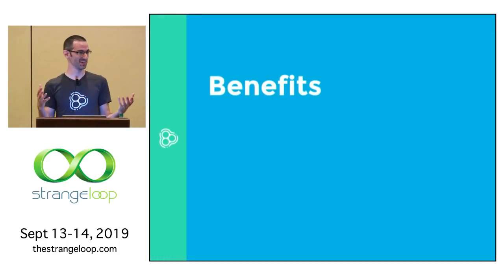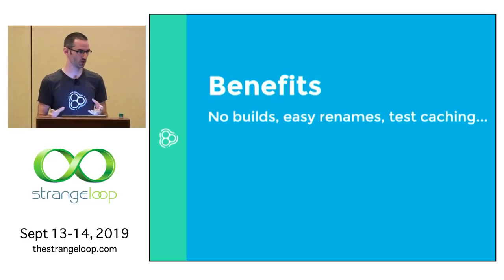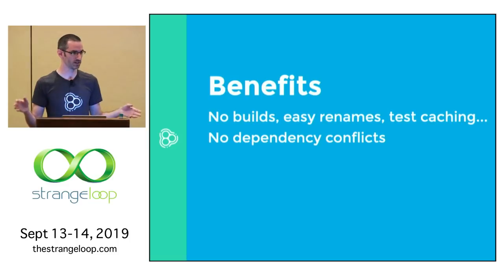Okay, so it doesn't seem like much, right? But we're going to get all these benefits by building on this idea in Unison. So first sort of thing is we're going to get a really nice story for doing code base management. So we're not going to have builds anymore. We're going to be able to do renames trivially. We're going to be able to cache test results, so we don't have to keep running the same tests over and over. We're going to eliminate dependency conflicts as a thing. That won't be something we have to worry about anymore.